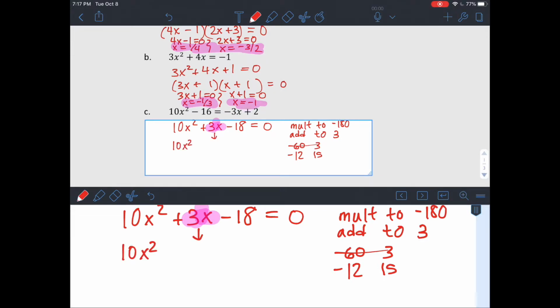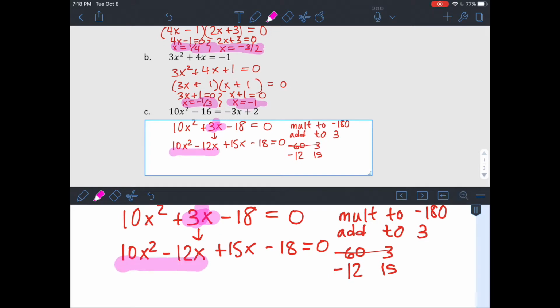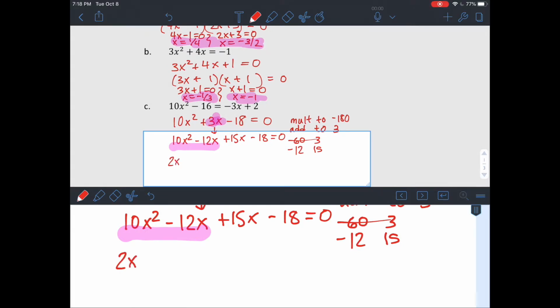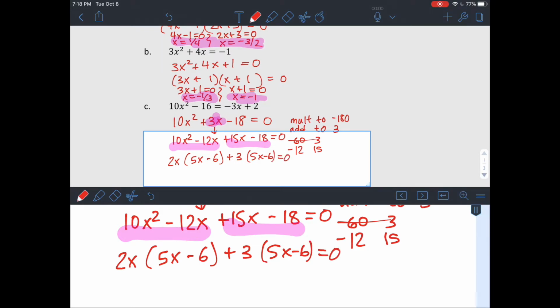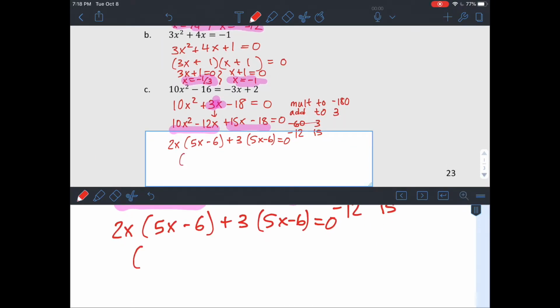So you can rewrite the 3x term as a -12x plus a 15x, and then do a little bit of factoring by grouping. So I'm going to group my first two together and factor out a 2x, which will leave you with 5x minus 6. My second two terms, my third and fourth term, I'm going to factor out a 3, which will leave me 5x minus 6. Then you could take out your common factor of 5x minus 6 and be left with 2x plus 3.